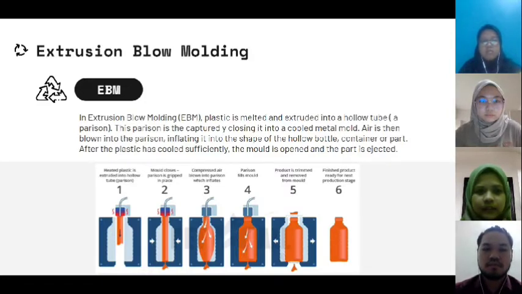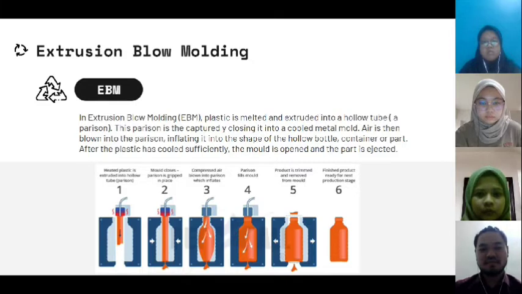Okay, the first is extrusion blow molding. In extrusion blow molding or EBM, plastic is melted and extruded into a hollow tube, a parison. This parison is then captured while closing it into a cool metal mold. Air is then blown into the parison, inflating it into the shape of the hollow bottle, container or part. After the plastic has cooled sufficiently, the mold is opened and the part is ejected.